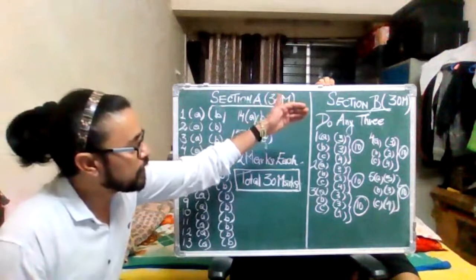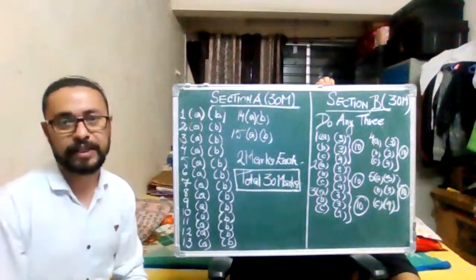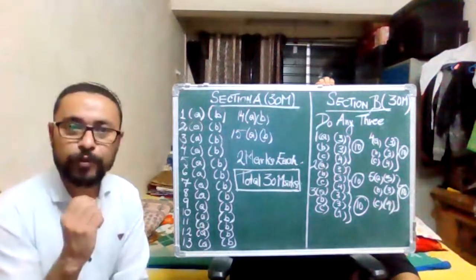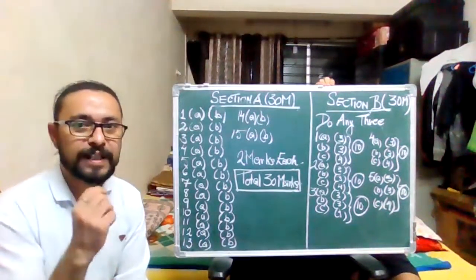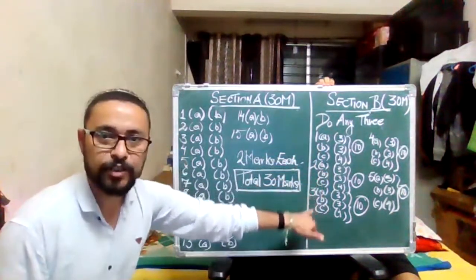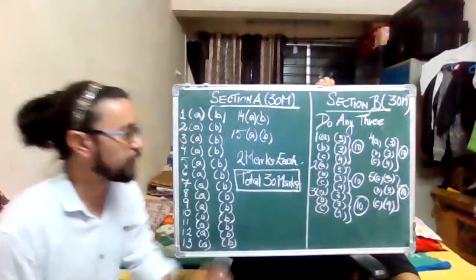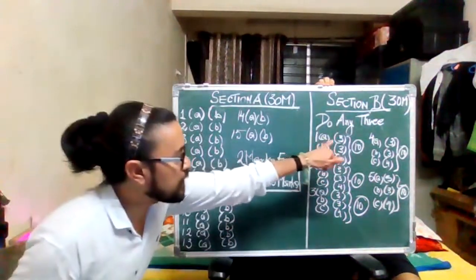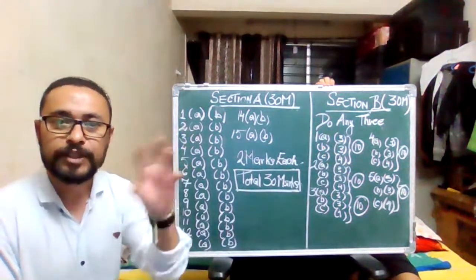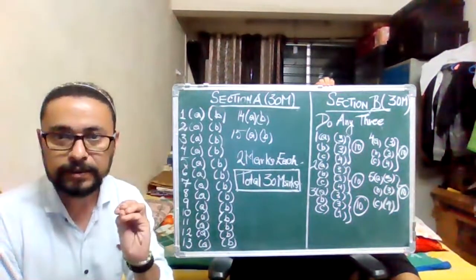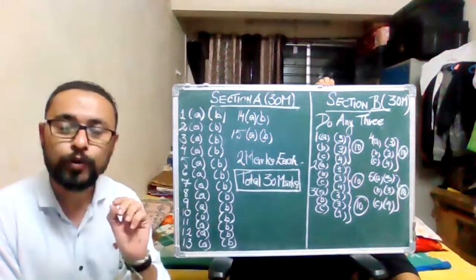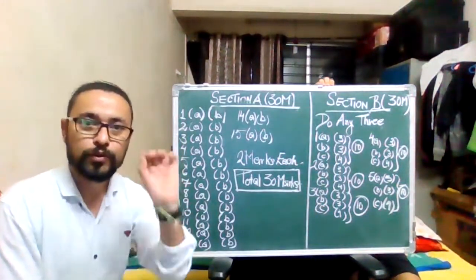Coming to Section B, which is also of 30 marks. Here I have given you 5 questions, and each question has been divided into 3 parts, A, B, and C, as you can see on the board. I will send you a screenshot of it. A is for 3 marks, B is for 3 marks, and C is for 4 marks, which totals up to 10 marks.